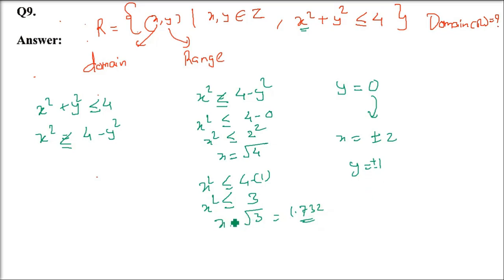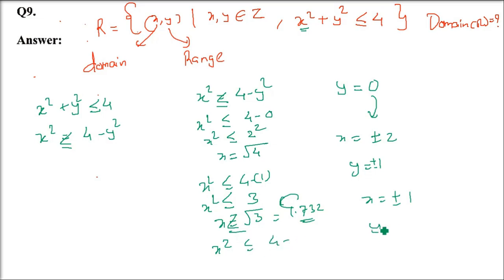Because we need an integer, and 1.732 is not an integer, you have to take 1, because the only possibility for x is 1, less than or equal to root 3.